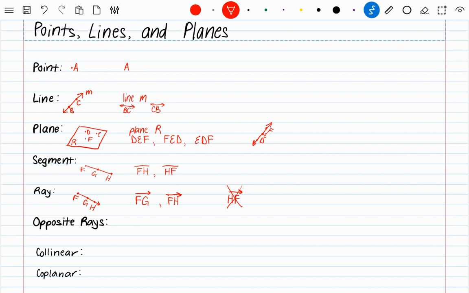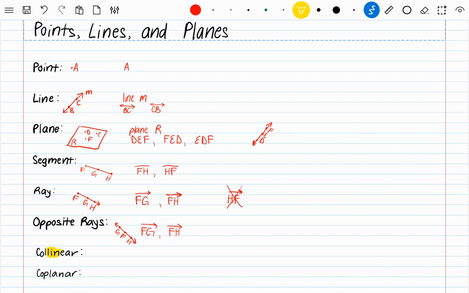Opposite rays are 2 rays that share the same endpoint and form a line. So maybe I have ray FG going towards the left, and then I have ray FH going towards the right. These would be opposite rays because they share the same endpoint, which is F, and they create a line.